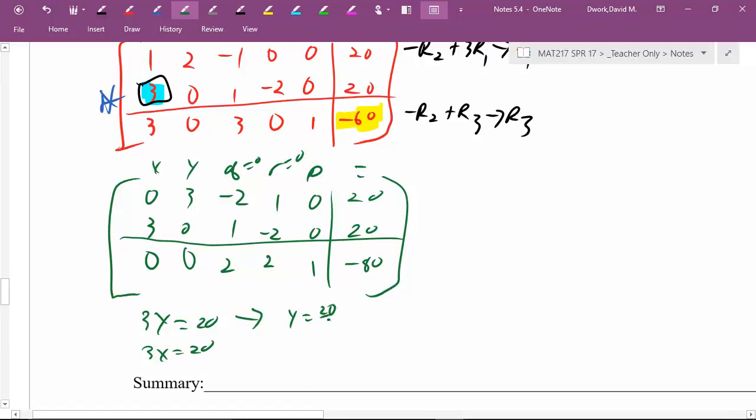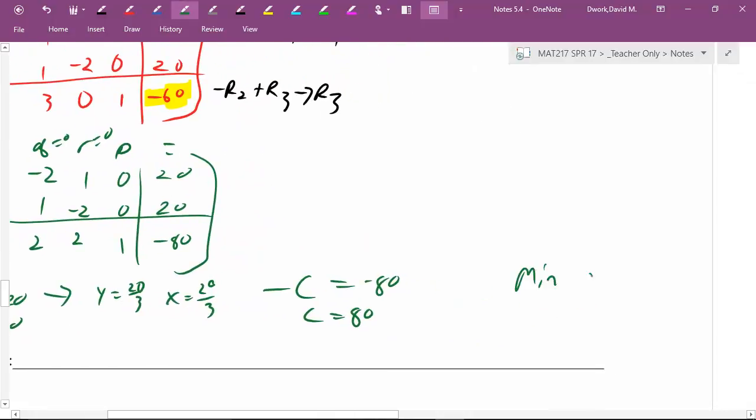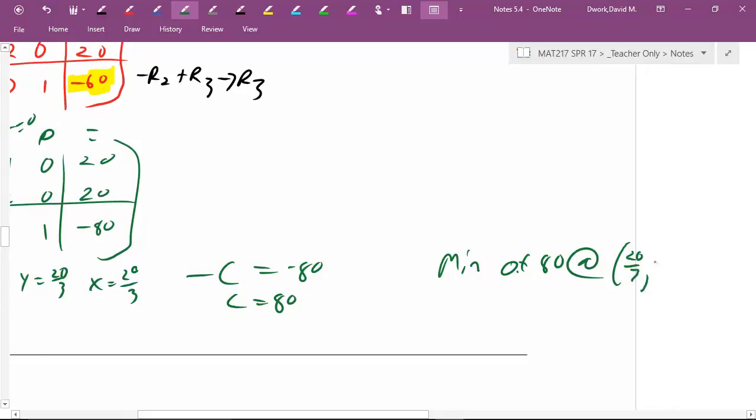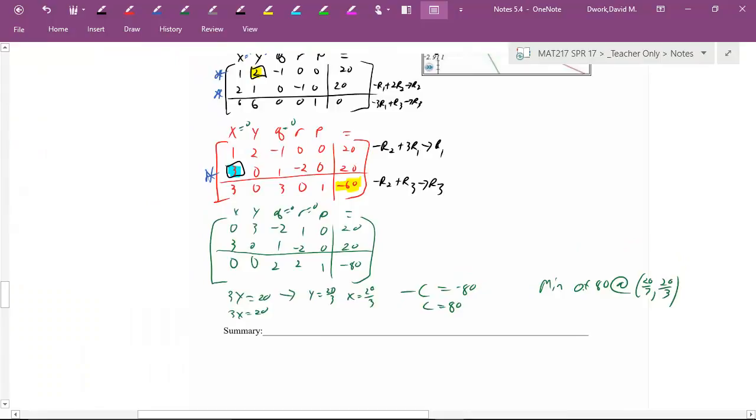Y equals 20 thirds and x equals 20 thirds. P equals negative 80. But remember, P isn't actually negative 80, right? Because we said P is really negative C. It's the reflection of our goal. So therefore, negative C equals negative 80. So therefore, C equals 80. So what is our answer? We have a min of 80 at 20 thirds, 20 thirds. All right, so thus concludes general simplex.